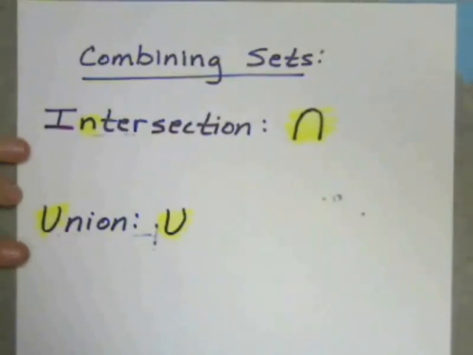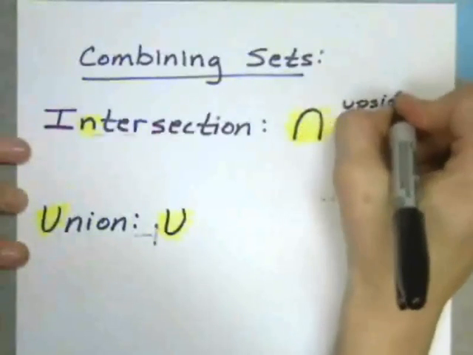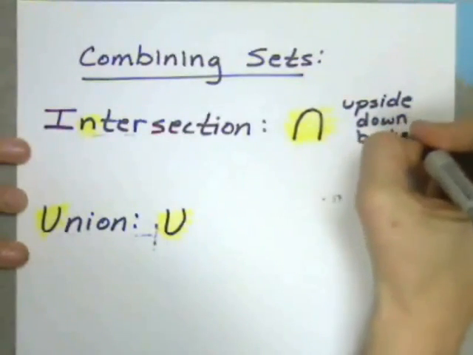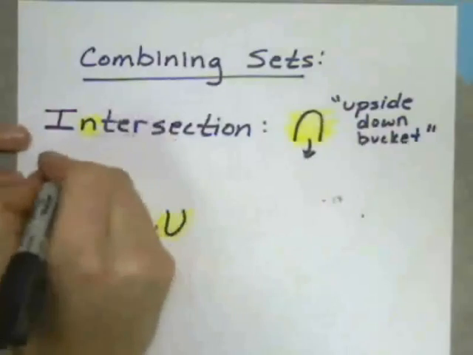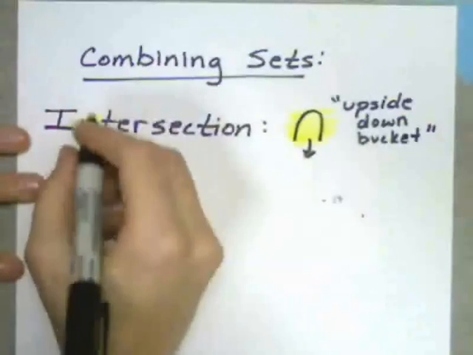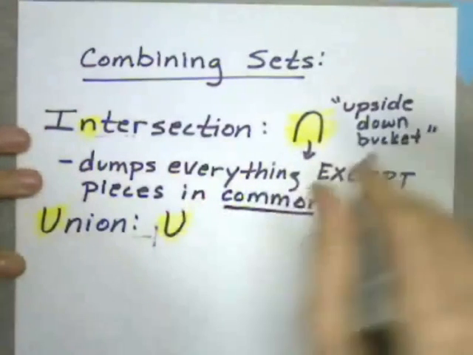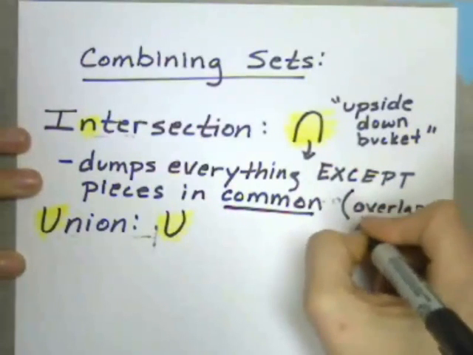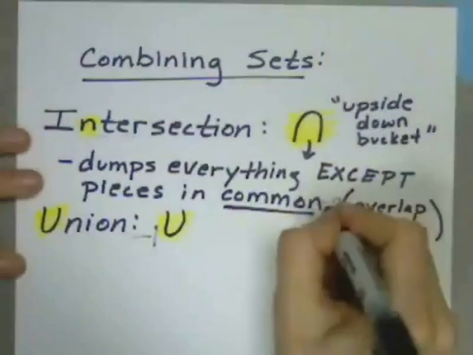So here's the idea. The intersection is like an upside down bucket. This is an analogy to help you remember how to do this. It dumps stuff out, right? It empties. So the idea is, whenever you see an intersection, it dumps everything. And on a picture, remember the stuff in common, that would be the overlap. The overlap shading part. That's what's in common.